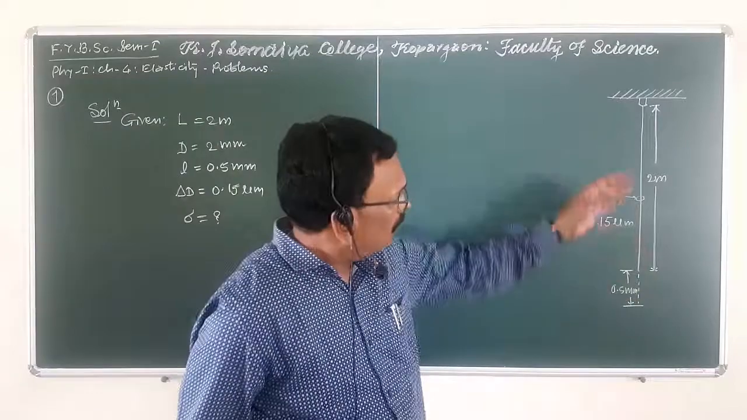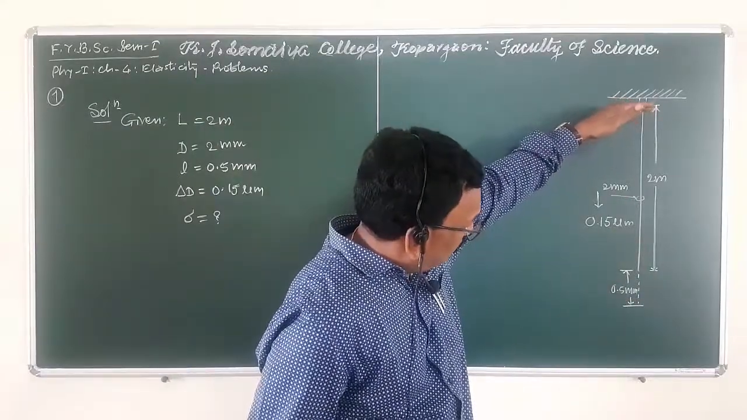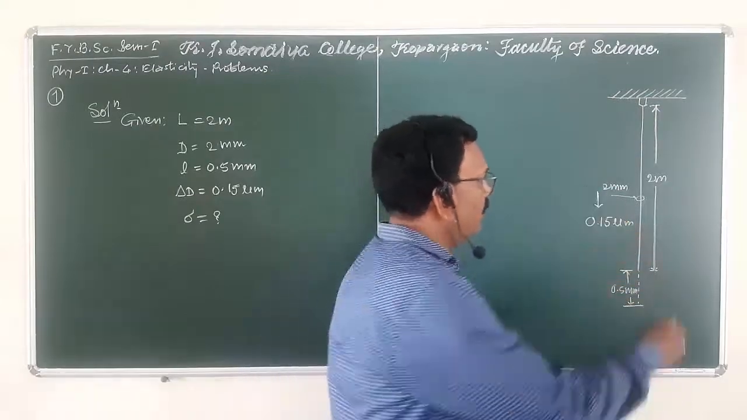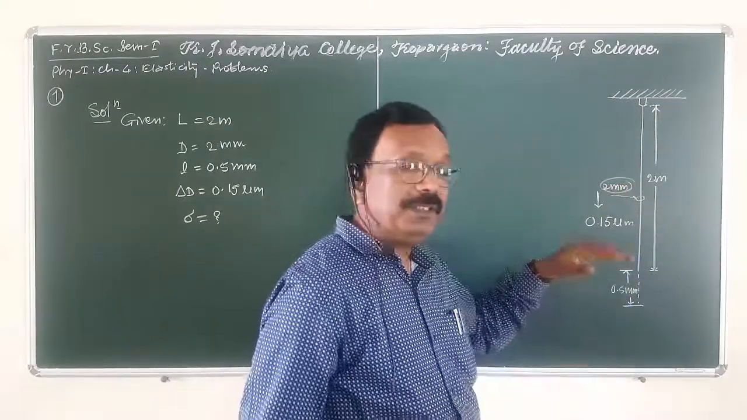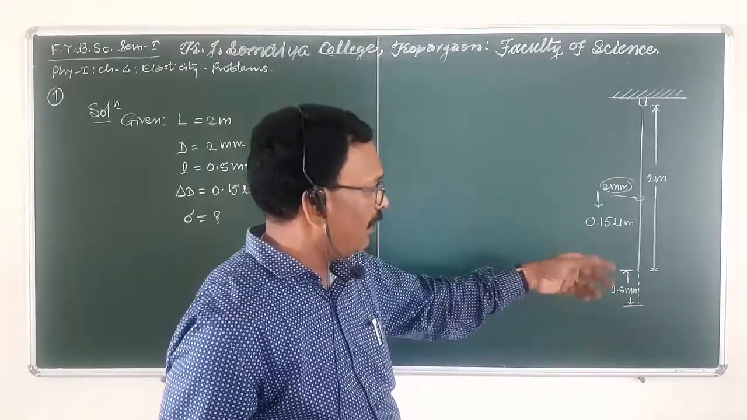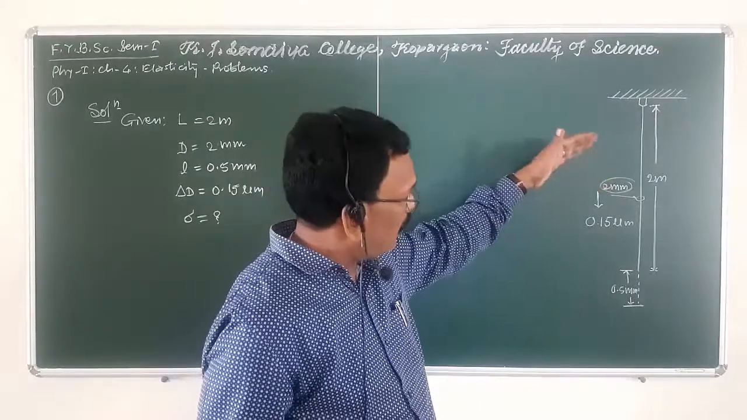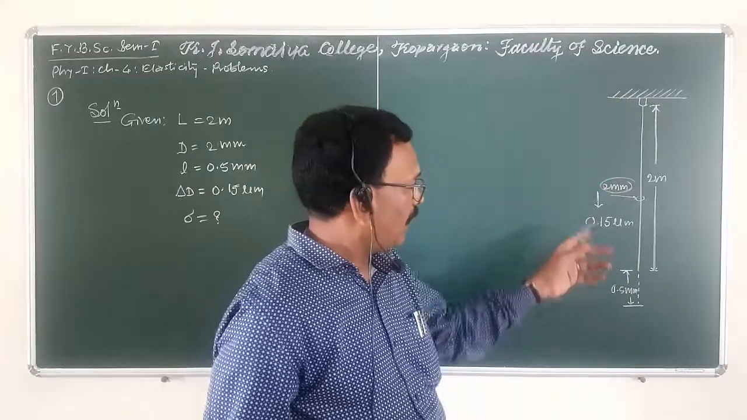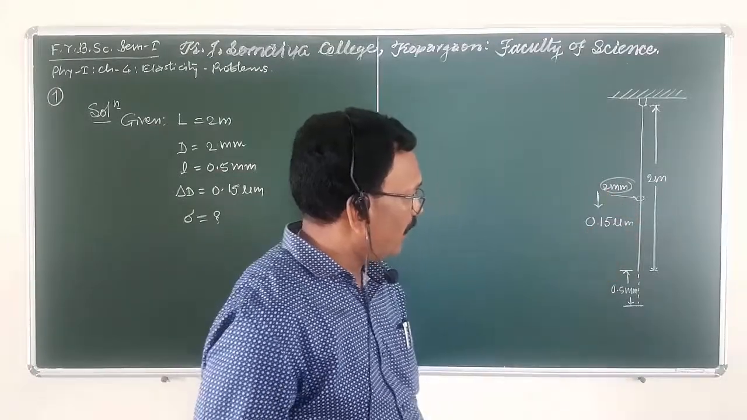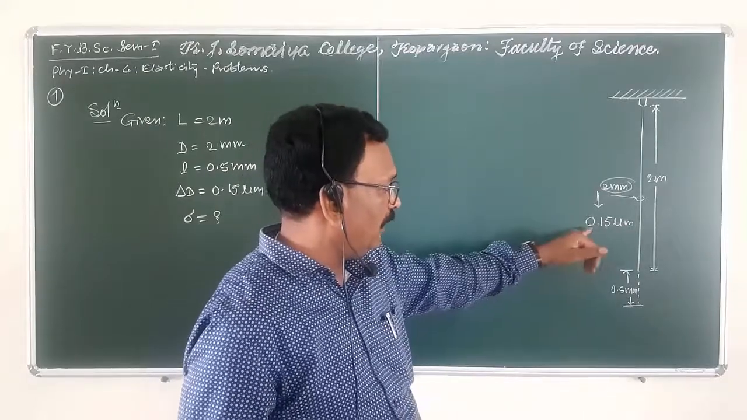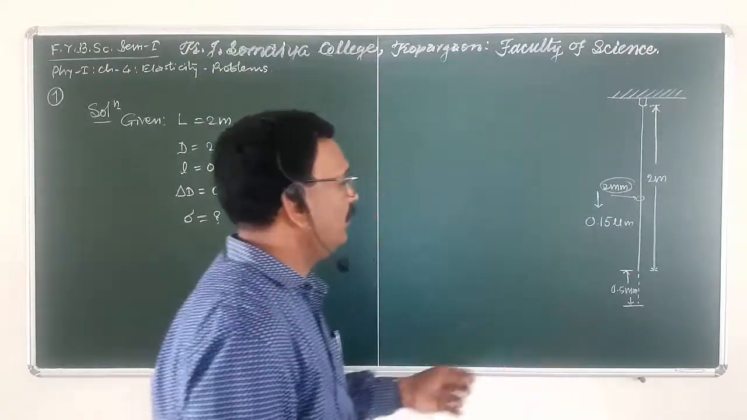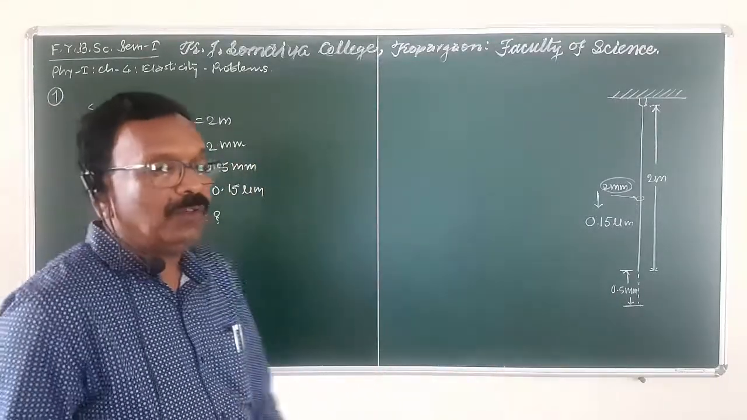See here once again, the problem is very simple, and in this problem we have to find the Poisson's ratio. The length of the wire is 2 meter and the diameter of the wire is 2 millimeter. When we stretch the wire, 0.5 mm elongation is produced, and at the same time contraction takes place perpendicular to the length. The original diameter is 2 millimeter, and when the diameter is reduced, the change is 0.15 micrometer. We have to find the value of Poisson's ratio.